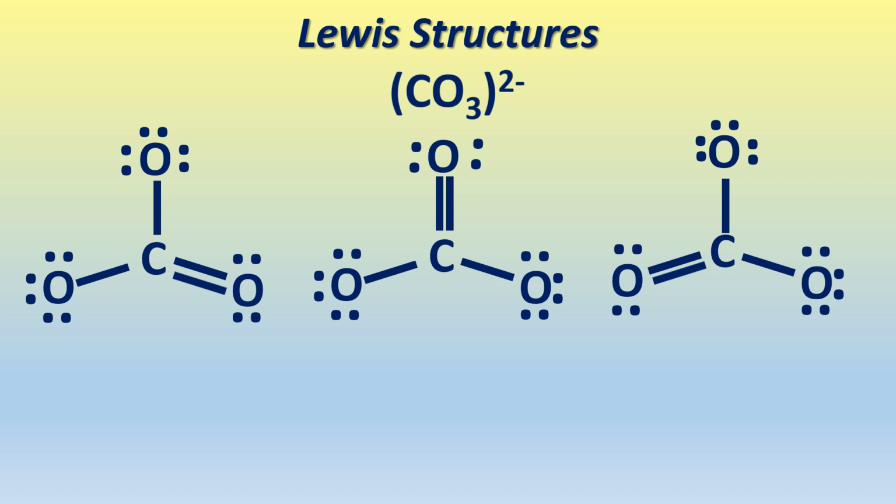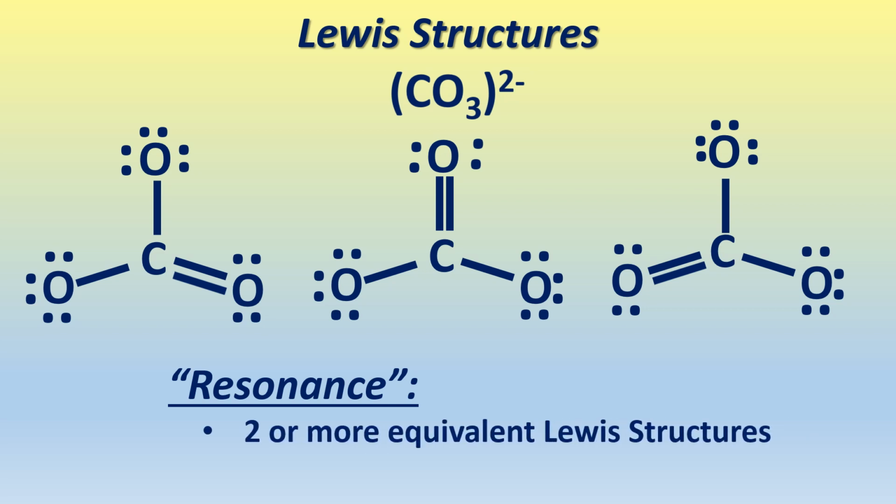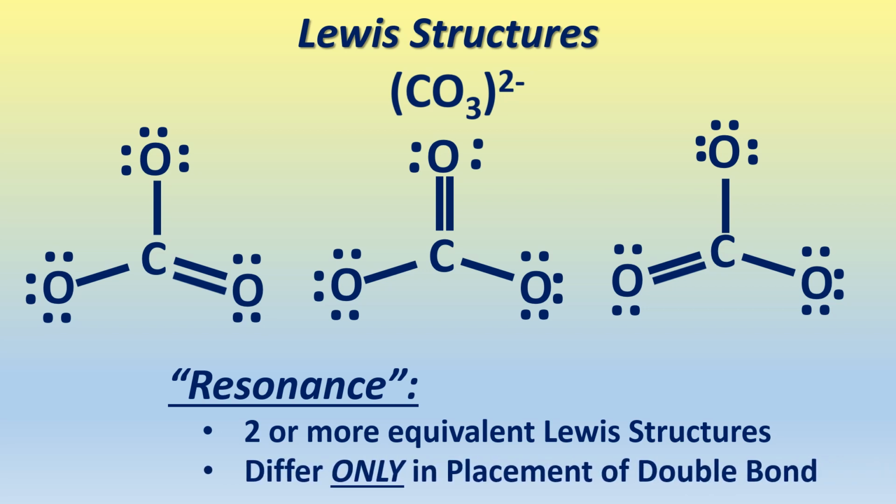The question is, which one of these Lewis structures is correct? The answer is either none of them are totally correct or all of them are partially correct. What actually happens is you have what is called resonance. Essentially, whenever you have 2 or more equivalent Lewis structures, as shown here, where the only difference between those Lewis structures is where an identical double bond, in this case a C double bond O, is placed, on top, to the left, to the right.